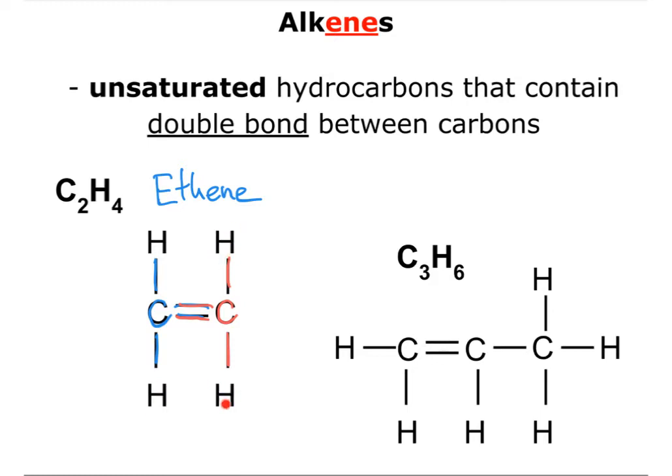Here is another alkene, propene. There is a double bond between these two carbons, which limits how many hydrogens can be bound to these carbons. And yet, each carbon in this molecule has four bonds: 1, 2, 3, 4.